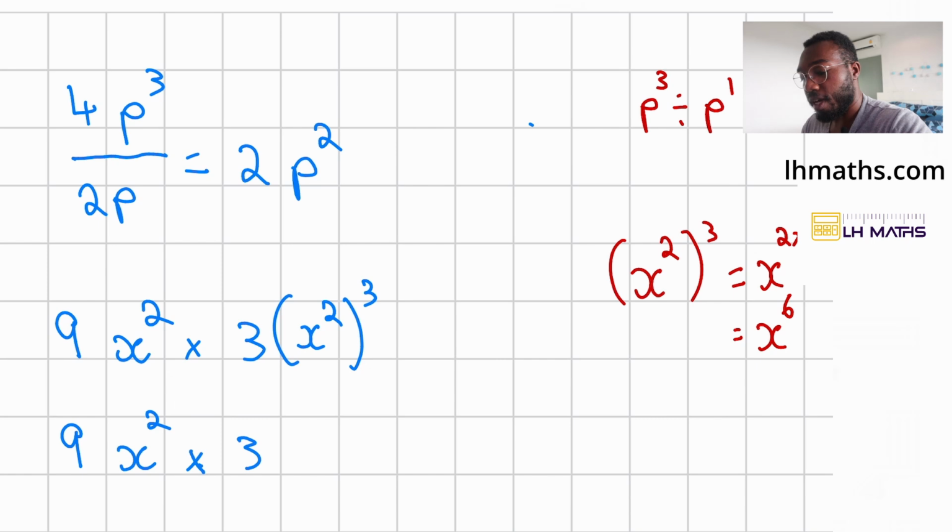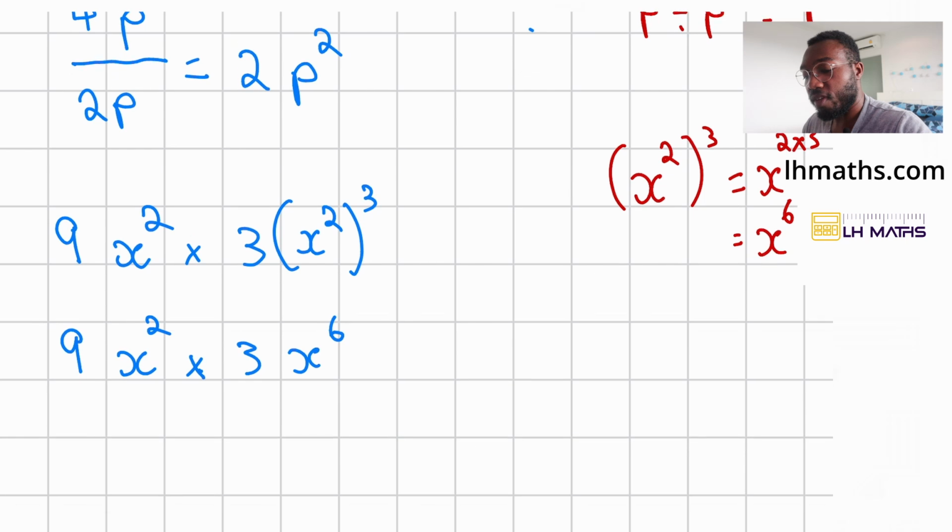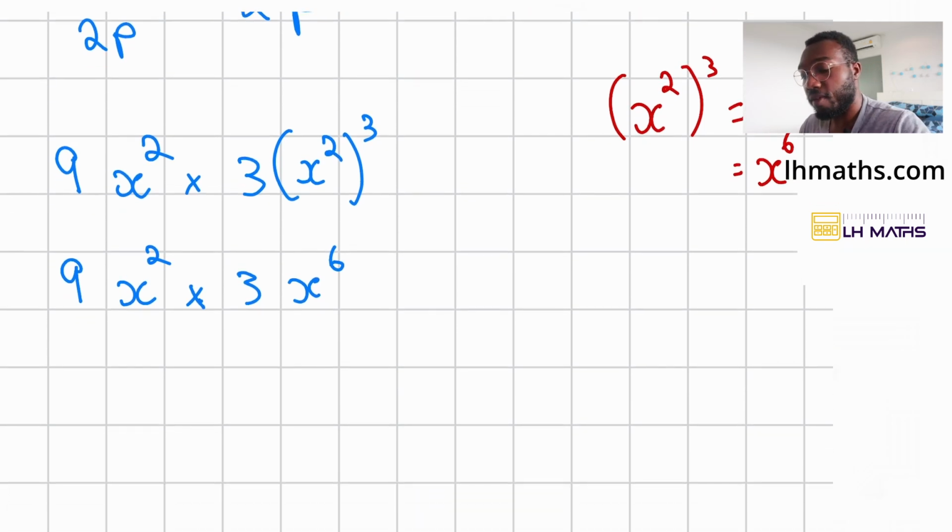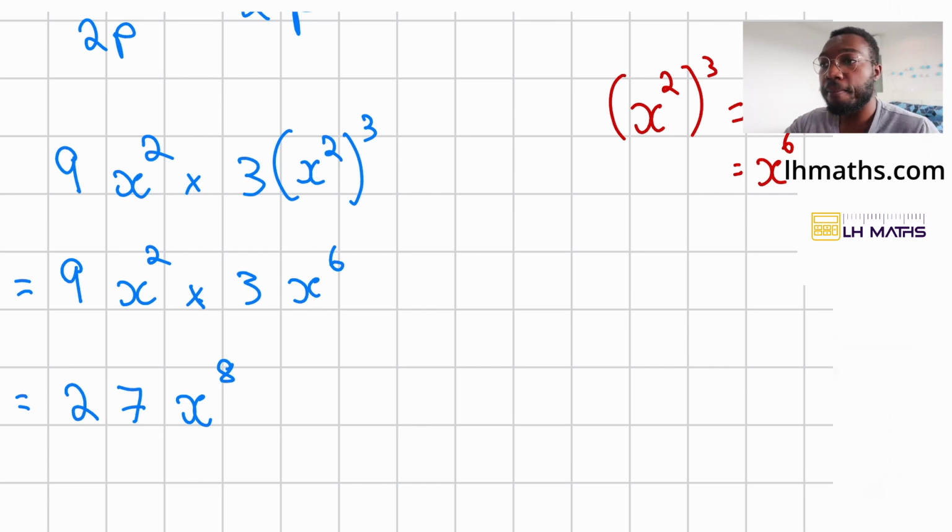So we can just put x to the power of 6 in there. And now we have 9x squared times 3x to the power of 6. And if we work that one out, 9 times 3 is 27. And then we have the x to the power of 2 times x to the power of 6. So remember, when we're multiplying numbers with the same base, different indices, then we just add them. So that would be x, and then 2 plus 6 gives us 8, okay?